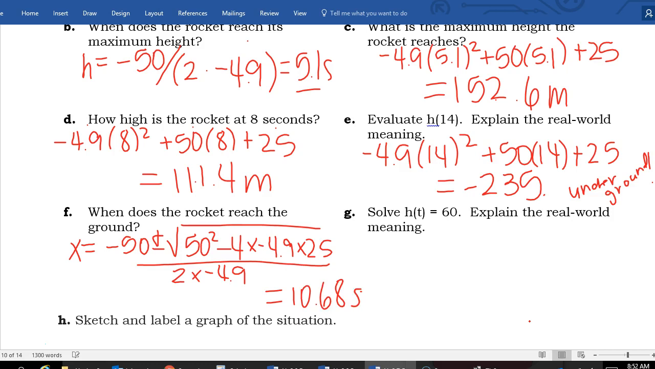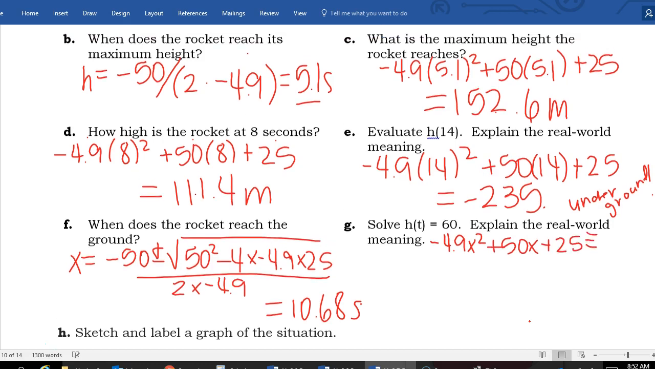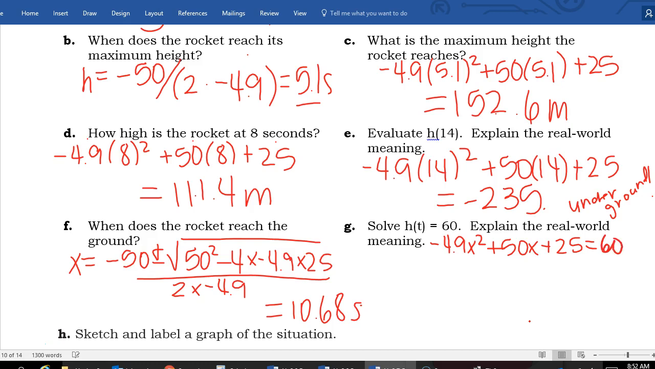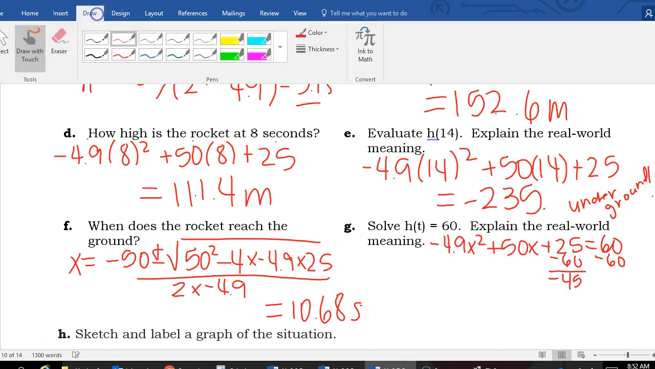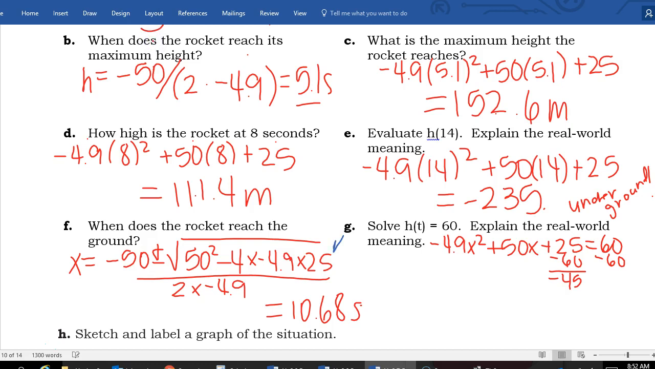And if I wanted to solve this equation when it's equal to 60, I'm going to write it out. That's negative 4.9 x squared plus 50x plus 25 equals 60. I have to subtract 60 from each side to get my new C term. That's going to be negative 45. So I got my A, my B, and my C. The only change that I'm really making from this last one is the C term right here is now negative 45.